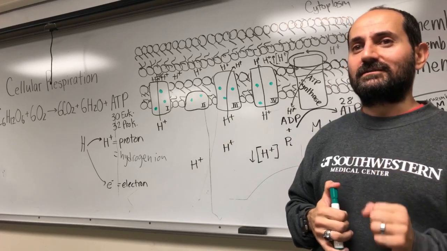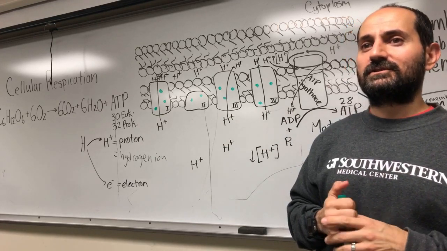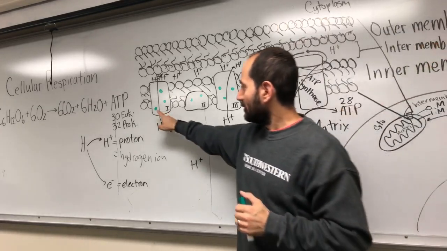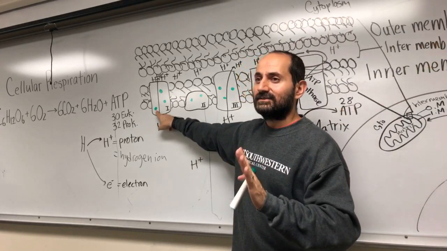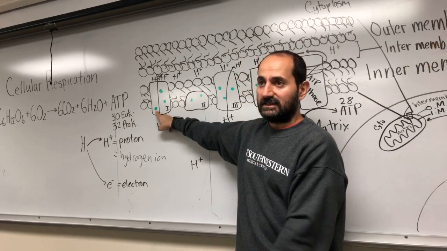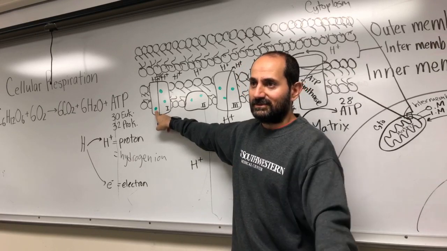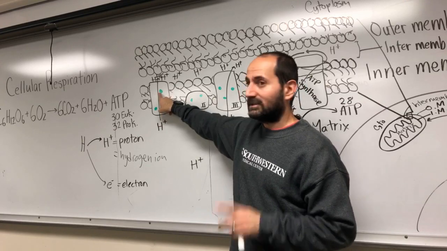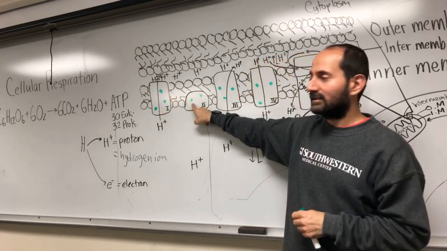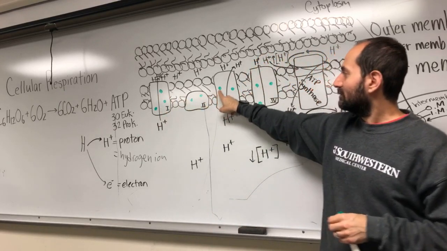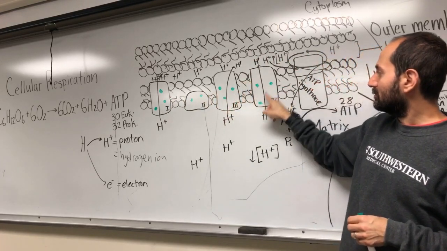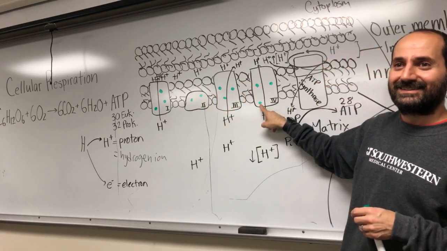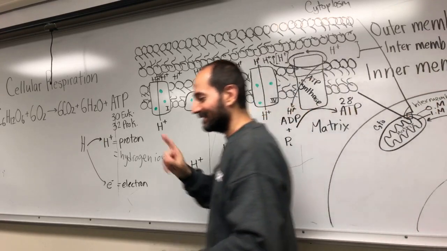But here's the thing. This is what you need to understand. This cofactor is the least electronegative. It wants the electrons the least. This one wants it more. This one wants it more. This one wants it more. This one wants it even more. More. Most. You see that?